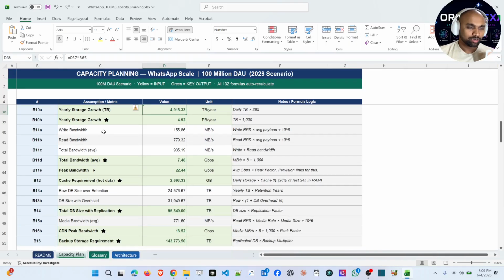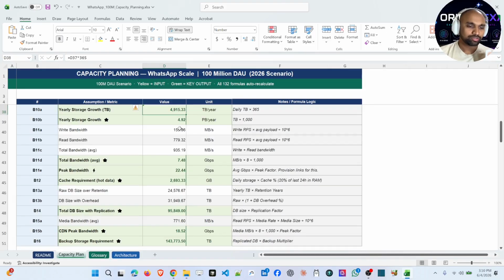Next, come to the write bandwidth. That is around 155.8 is how we are calculating, that is write RPS times average payload divided by 10 raised to 6. Read bandwidth is 779, that is 5 times the write bandwidth, because we are considering at least 5 people are reading the data we are writing. So we are getting around 779 Mbps, that is read RPS times the average payload divided by 10 raised to 6.